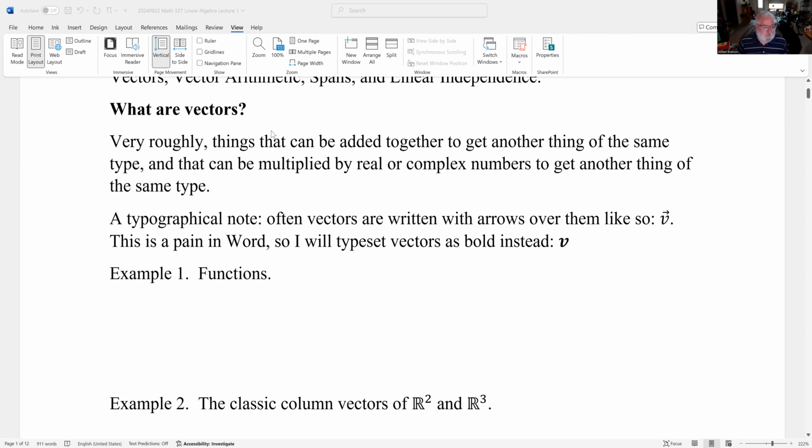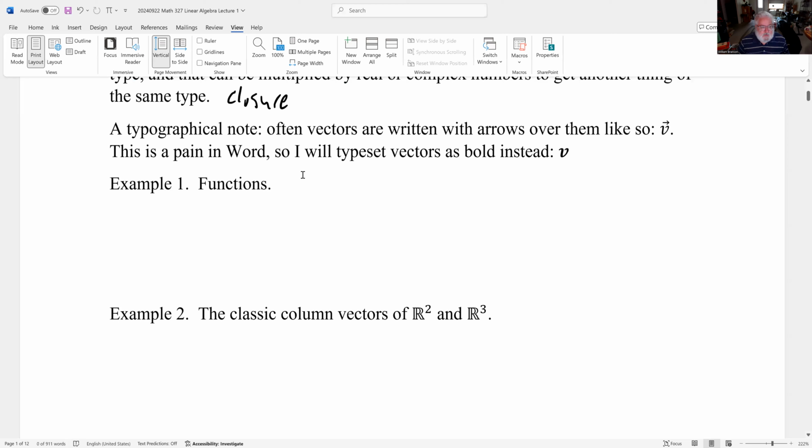So what are vectors? Vectors are roughly things that can be added together to get another thing of the same type, and multiplied by real or complex numbers to get another thing of the same type. The same type stuff is what's called closure. We'll see a little bit more about that.